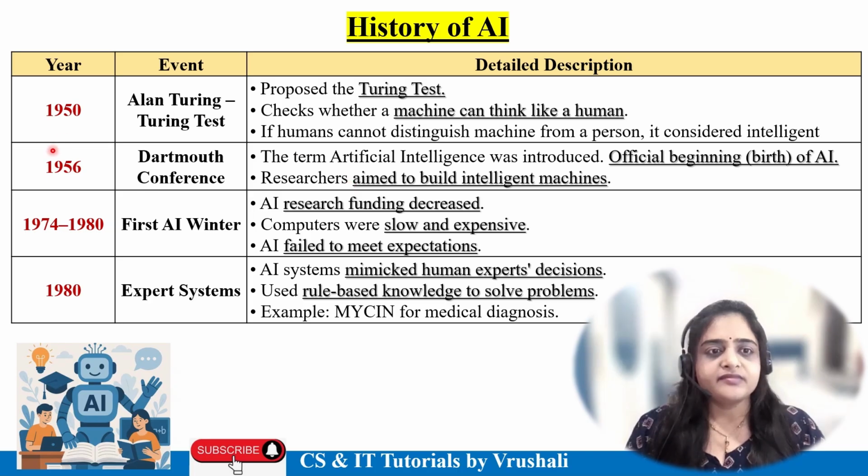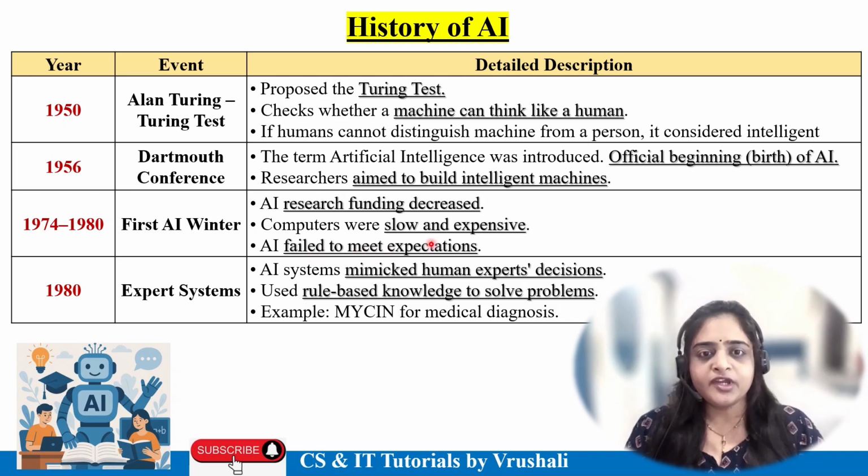After that, from 1974 to 1980, this era is called the first AI winter. Here, AI systems failed to meet the expectations of researchers because computers were slow and expensive, and AI research funding decreased. After that, in 1980, some basic AI expert systems were developed, like a calculator. This system works like a human decision maker. Basically, this expert system uses some rules and protocols to work like a human.